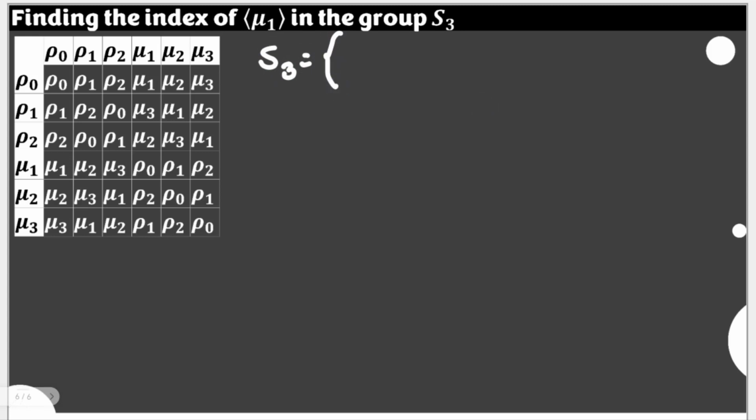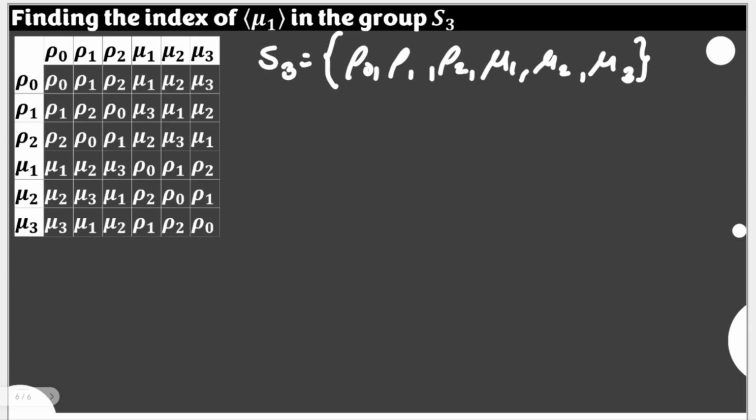Now, of course, our S sub 3 here is a set containing all the permutations on A sub 3, right? So we have here rho sub 0, rho sub 1, rho sub 2, mu sub 1, mu sub 2, mu sub 3. If you were not able to remember, or if you forget, these elements are permutations on a set with 3 elements. The rhos are actually the rotations, the mu's are actually the reflections against the perpendicular bisector of a side of a triangle in this case.